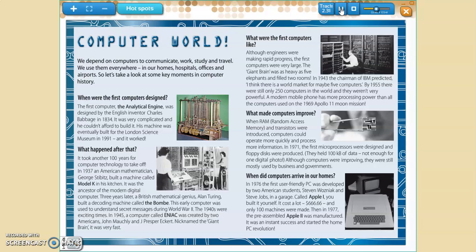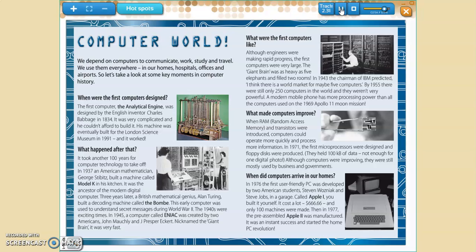What were the first computers like? Although engineers were making rapid progress, the first computers were very large. The Giant Brain was as heavy as five elephants and filled two rooms. In 1943, the chairman of IBM predicted, "I think there is a world market for maybe five computers." By 1955, there were still only 250 computers in the world, and they weren't very powerful. A modern mobile phone has more processing power than all the computers used on the 1969 Apollo 11 moon mission. What made computers improve? When RAM, random access memory, and transistors were introduced, computers could operate more quickly and process more information. In 1971, the first microprocessors were designed and floppy disks were produced. They held 100 kilobytes of data, not enough for one digital photo.